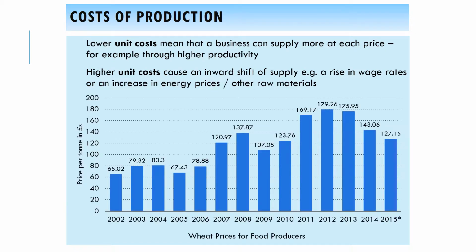So for example, if you think of a bread manufacturer, one of the costs for them would be wheat. And here, as wheat prices are rising, it's raising their costs, and this would cause their supply curve to be shifting to the left. However, where the cost of wheat is falling, making it cheaper to supply wheat, this would cause the supply curve to shift to the right.